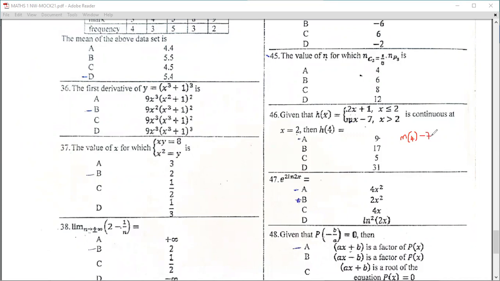M times 4 minus 7. So actually, I don't know what is here. So in this case, in an exam, you just have to tick something, because if you allow it like that, also, it will not make sense.